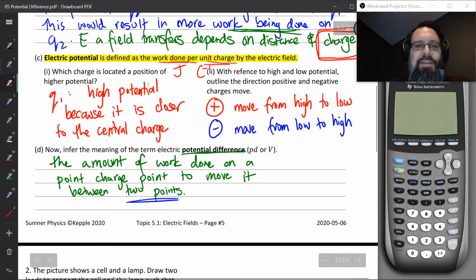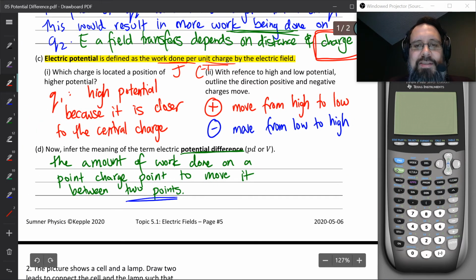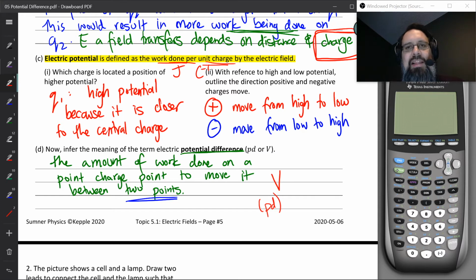All right, if we want to define this as an equation, what we say is this. We say V, that's potential difference. You often hear it also referred to as PD, potential difference, or V. Some people get lazy and call V voltage, even though it's technically called potential difference. I'm sure all of you have heard voltage before.